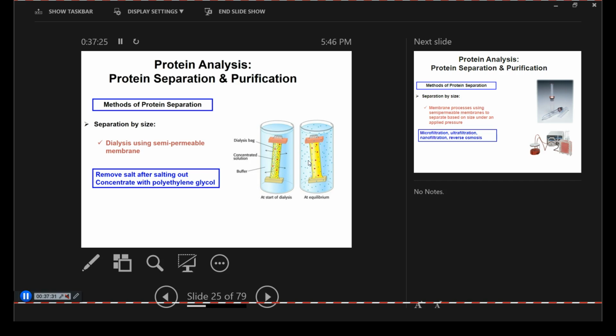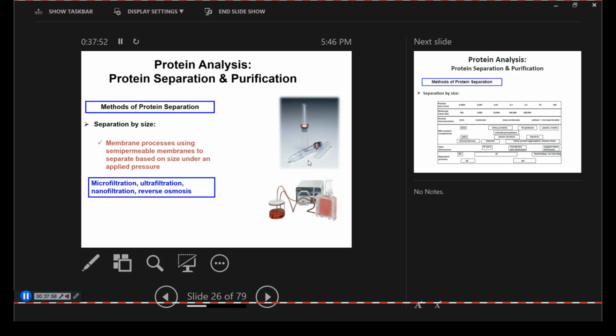Sometimes the membrane is coated with polyethylene glycol to prevent water from going in, so that you don't get over dilution and bulging of your tube. In industry, however, you don't use this form of dialysis. You use more like a filtration.